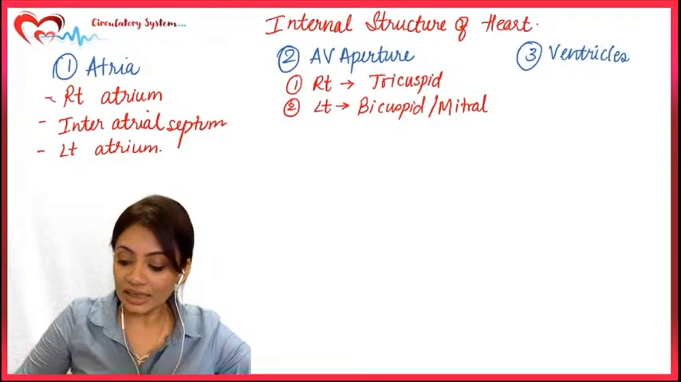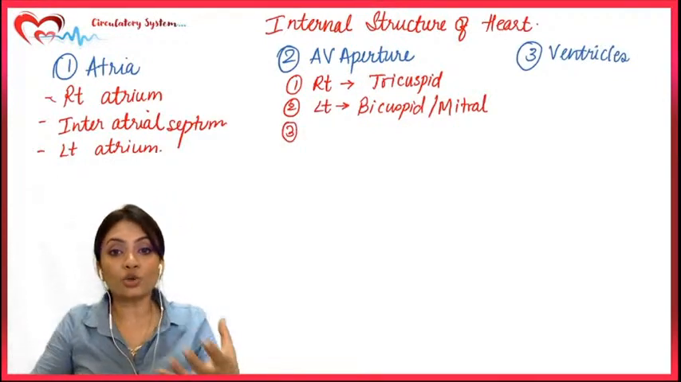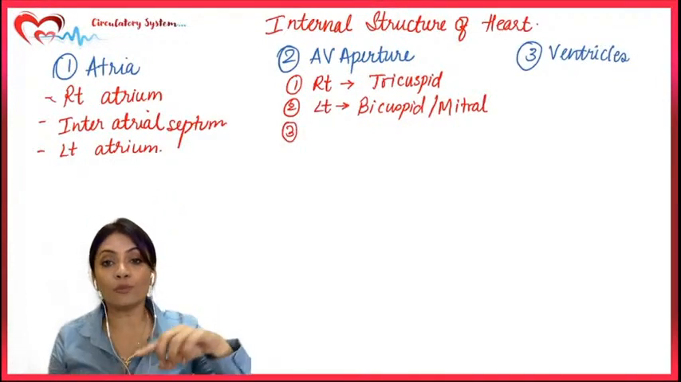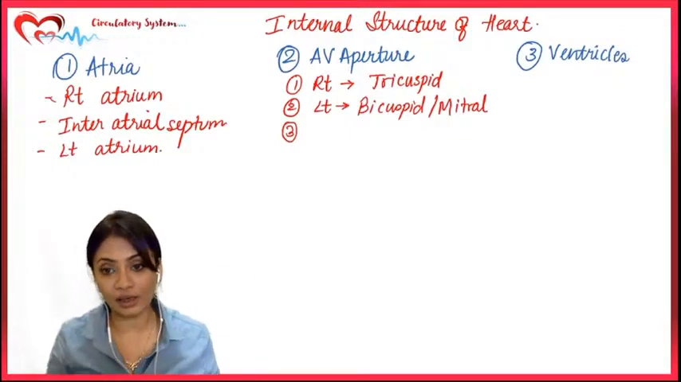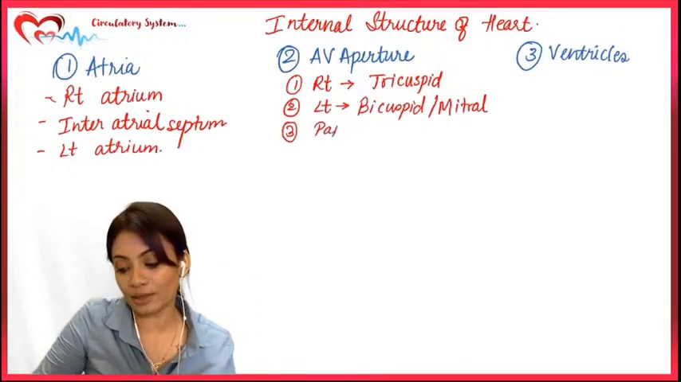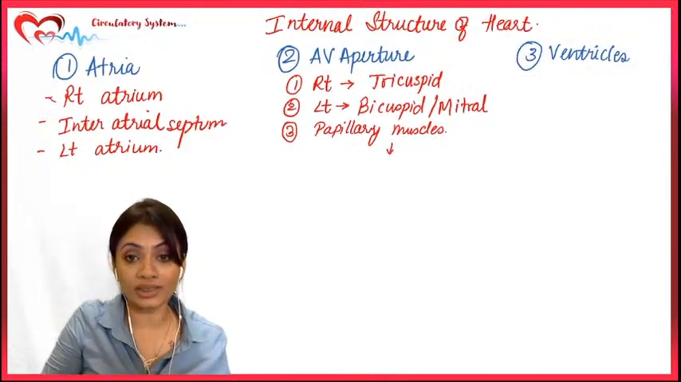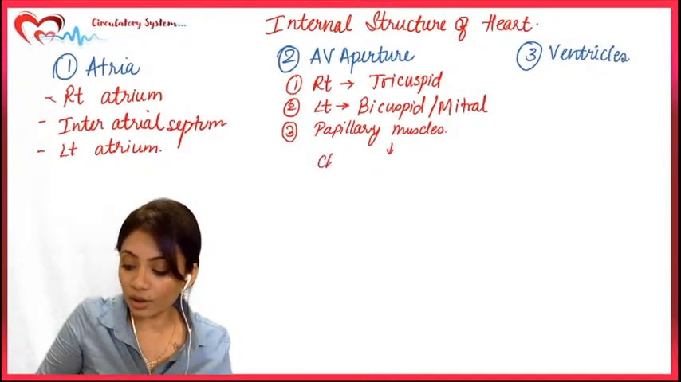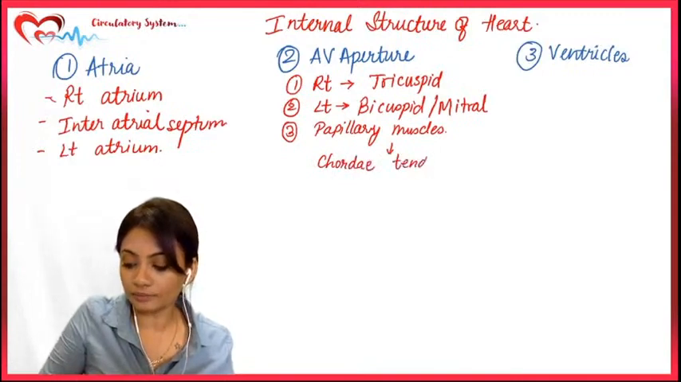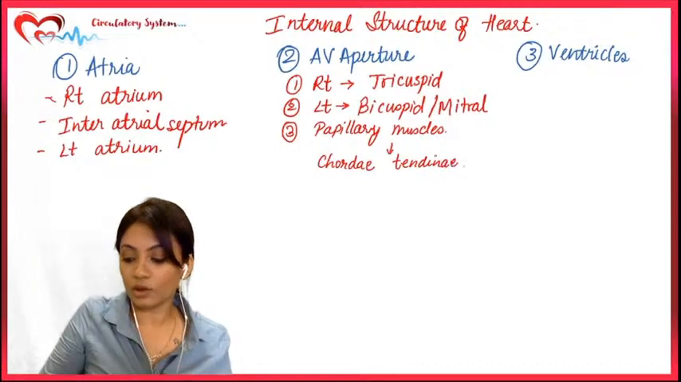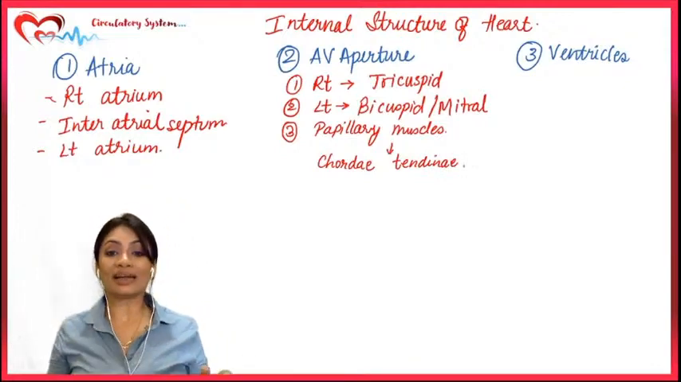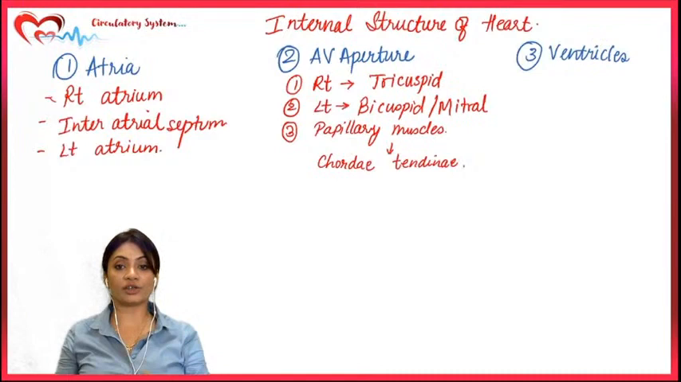Then these valves were held to the floor of the ventricles. And what were the muscles present on the floor of the ventricles? Weren't they called the papillary muscles? The papillary muscles were held together by cords, and those cords were called chordae tendineae. So that was all about the AV aperture, the atrioventricular aperture.